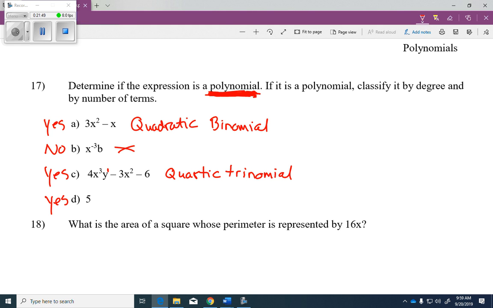Finally, this has a degree of 0, so it's called a constant. And it has 1 term, so it's a monomial.